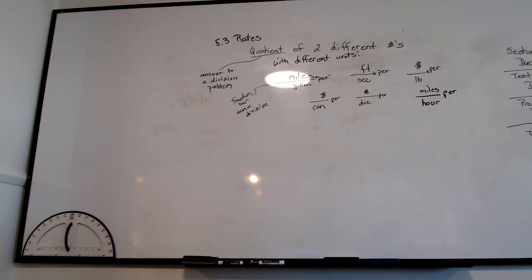Any other rates you can think of? Knots per hour, it would be knots per hour. Or kilometers per hour, that is also a rate. Knots is nautical and aeronautical.